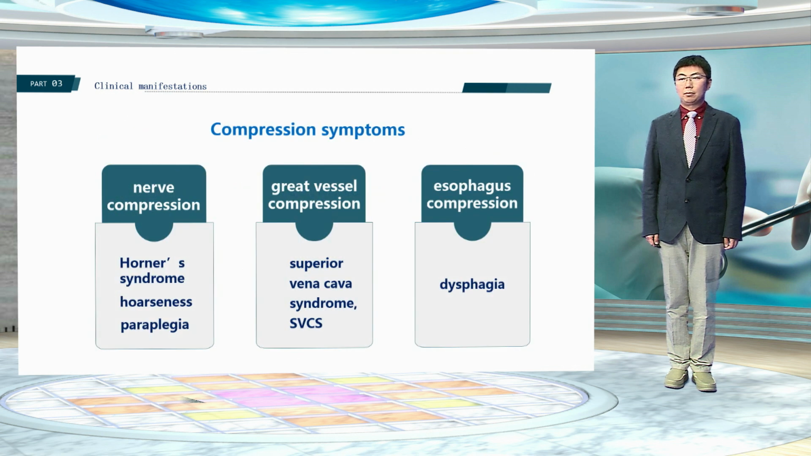There are also some symptoms caused by tumor compression. For example, when the tumor compresses the sympathetic trunk, Horner syndrome happens. When the tumors compress the recurrent laryngeal nerve, hoarseness happens. When the great vessels are compressed by the tumors, superior vena cava syndrome happens. When the esophagus is compressed, dysphagia happens.